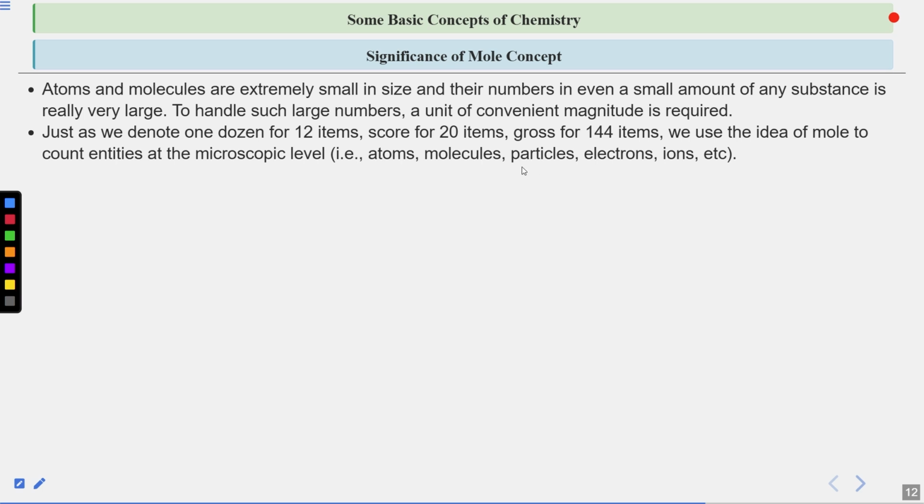Again, we have different types of units like score for 20 items. Score is for 20, gross is for 144. And from that same idea, we have the mole, which is applicable at the microscopic level, like your atoms, molecules, particles, electrons, and ions.